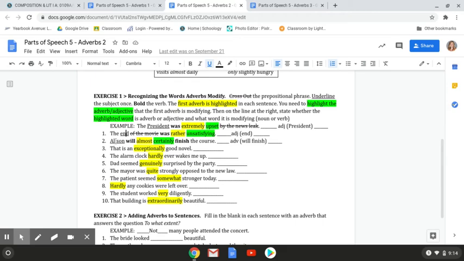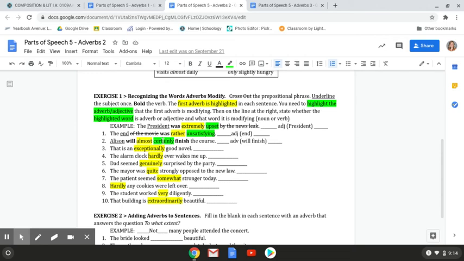Sentence number 2, Allison is my subject. Will finish. Get that whole verbal phrase. Will finish is my verb. Almost is already highlighted as my first descriptive word. Almost what? Almost certainly. We highlighted that in green as our second descriptive word.